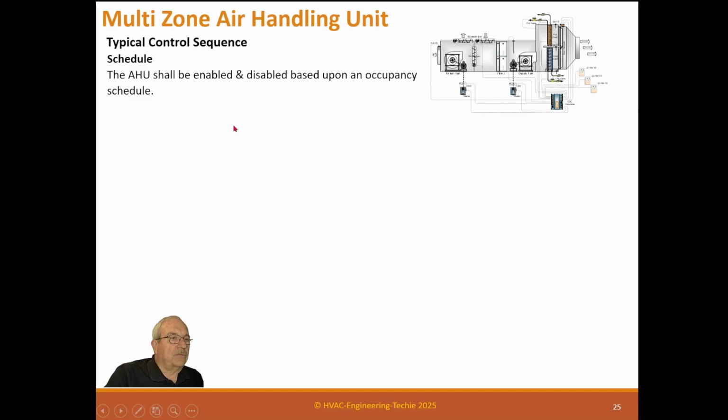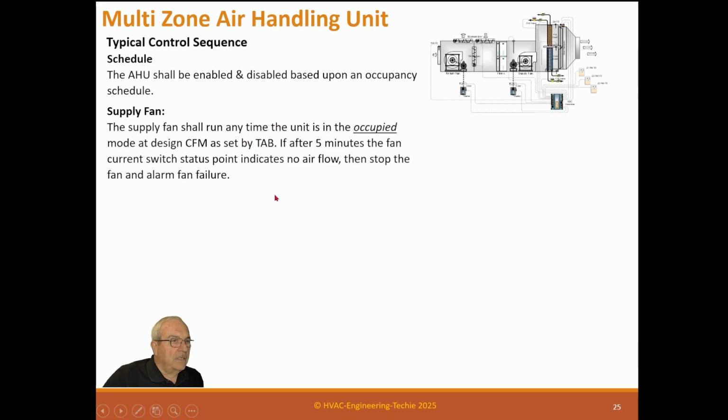Typical control sequence. The air handler should be started and able to disable based upon occupancy schedule, just like everything else. Supply fan shall run anytime the unit is in the occupied mode and design CFM is set by TAB.